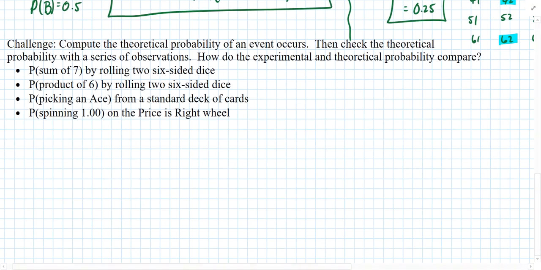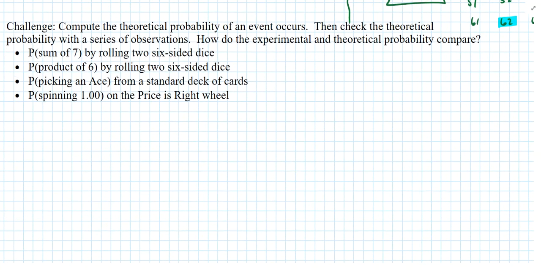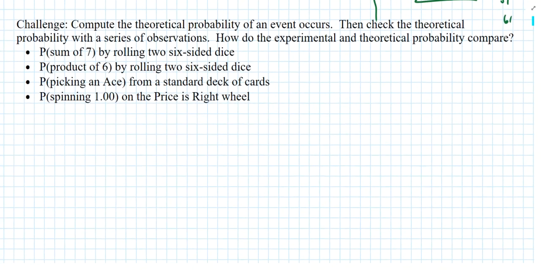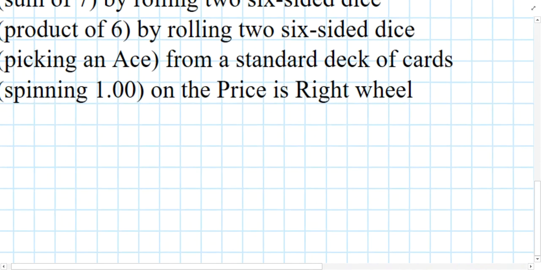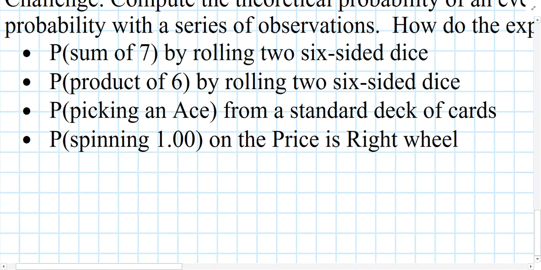Can you think of any events that could be modeled by theoretical, experimental, or compound probability? I challenge you to compute the theoretical probability of the occurrence of a desired event and see how the experimental probability compares. I offer a few examples that you might try here. Good luck.